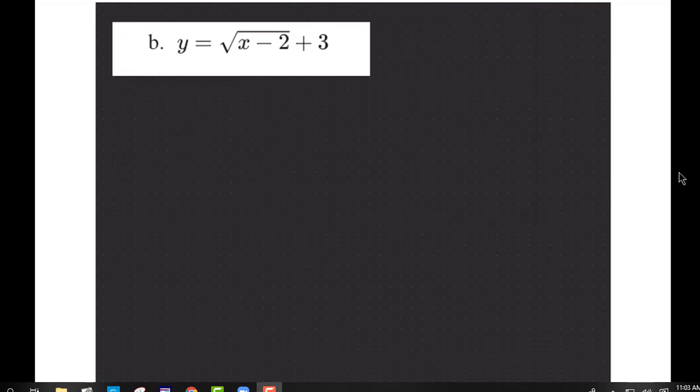Let's run through this one real quick. First thing we're going to do, switch the x's and y's. So x equals the square root of y minus 2, plus 3. I need to give you a second to write the problem down.